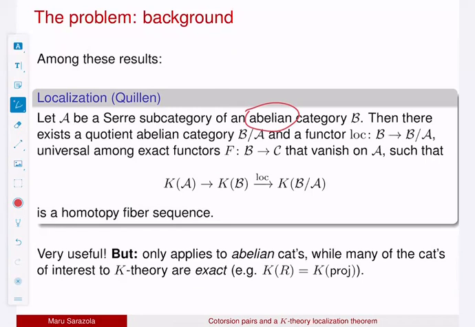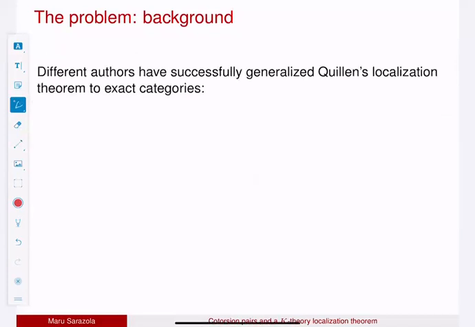So for example, one of the most important things perhaps that we care about is the K-theory of rings. And this is defined as the K-theory of the finitely generated projective R modules, and that is just an exact category that is not abelian. So one would hope that you can find a version of this localization theorem that applies to exact categories. And in fact, that is true.